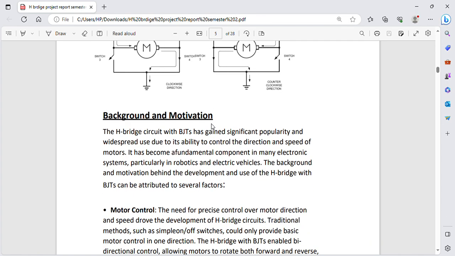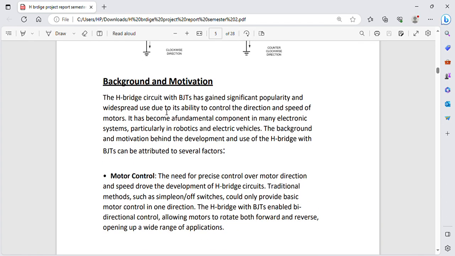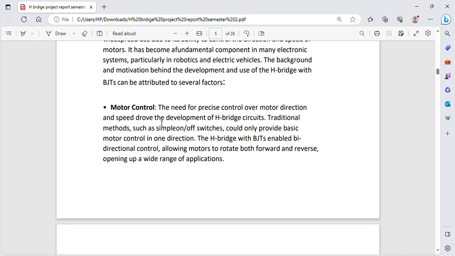Background and motivation. We see that the H-bridge circuit with BJTs has gained significant popularity and widespread use due to its ability to control the direction and speed of a motor. It has become a fundamental component in many electronic systems, particularly in robotics and electric vehicles. The background and motivation behind the development: we use the H-bridge with basic attributes for effective motor control.